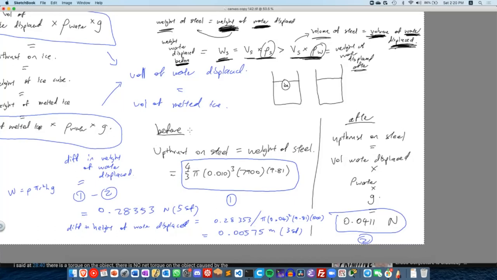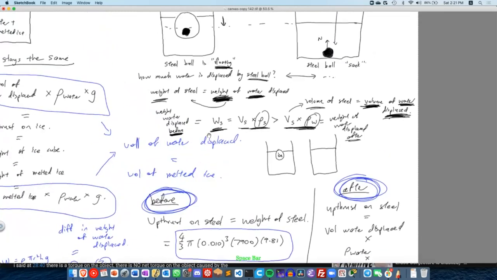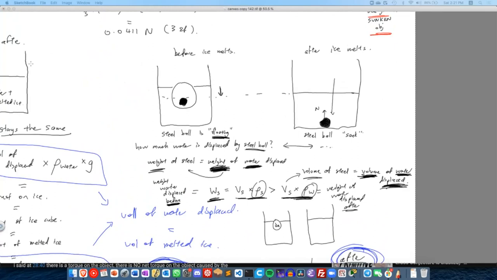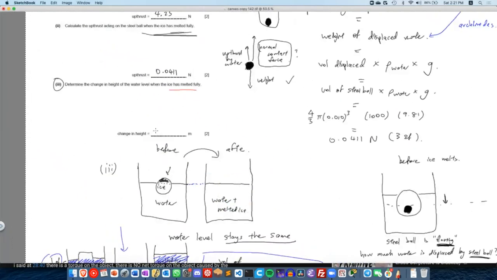So the before upthrust is higher than the after upthrust. So the before weight of water displaced is higher than the after weight of water displaced. So the before volume of water is higher than the after volume of water, and the before height of water is higher than the after height of water. Yeah. So that should conclude our discussion. So to answer it, the change in height is 0.00575, where the before is higher than the after. So you might want to put a negative sign over here. Yeah. So that's the answer. Have a nice day.